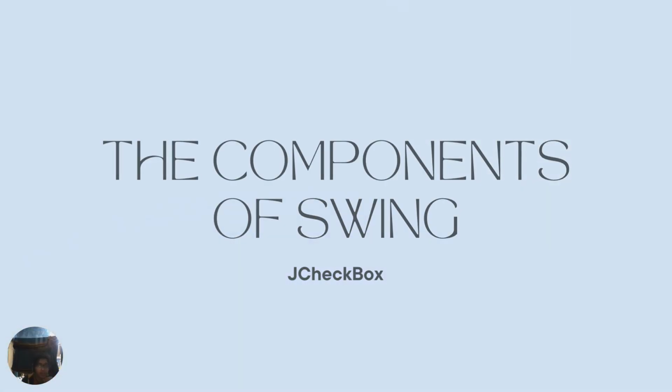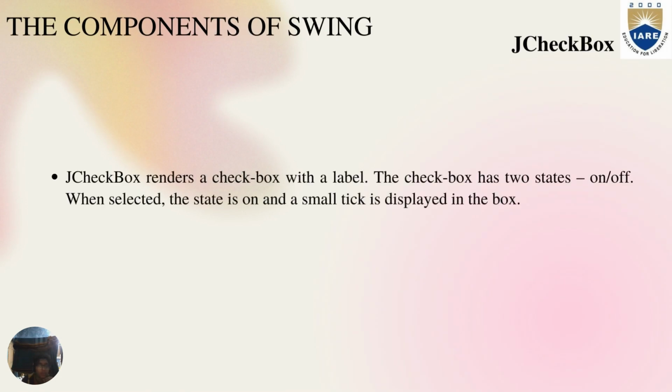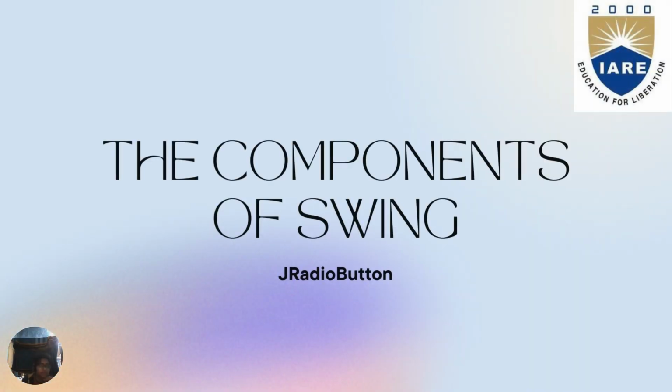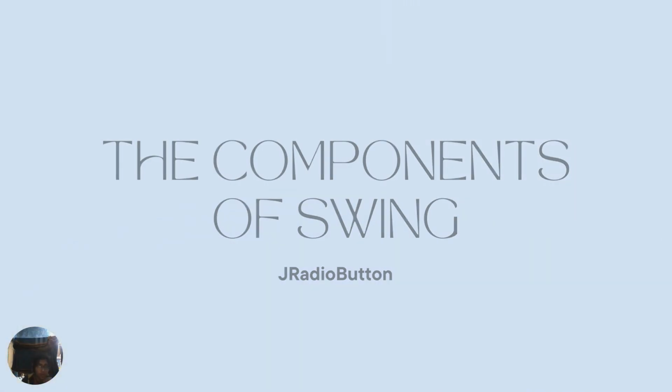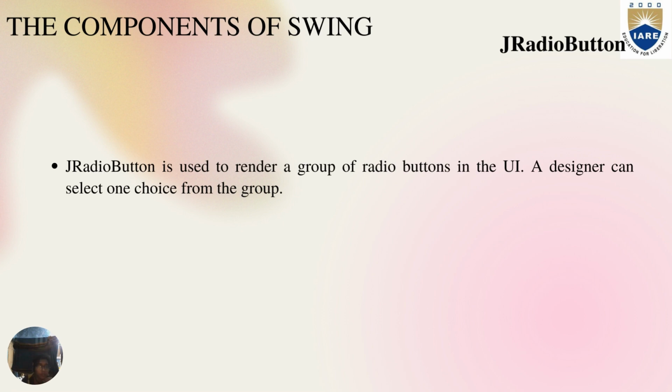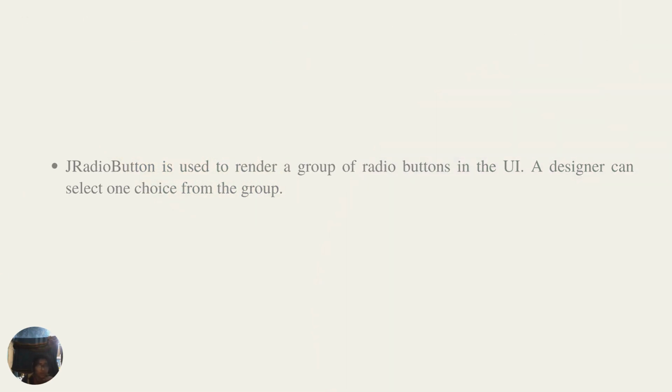Next are checkboxes. JCheckBox renders a checkbox with a label. The checkbox has two states, on and off. When selected, the state is on, and when not, it is off. Radio buttons. As discussed earlier in the AWT, JRadioButton is used to render a group of radio buttons in the UI. A user can only select one choice from the group.